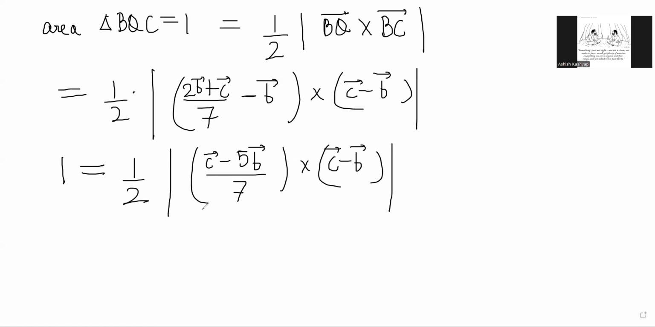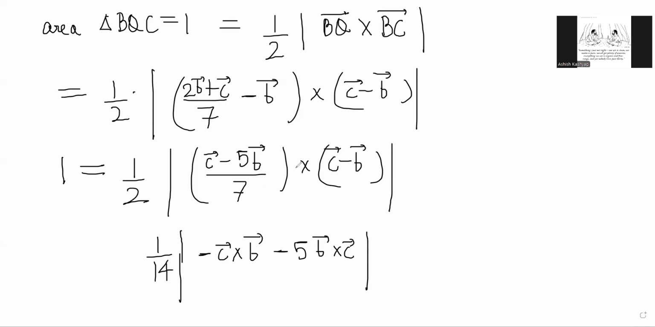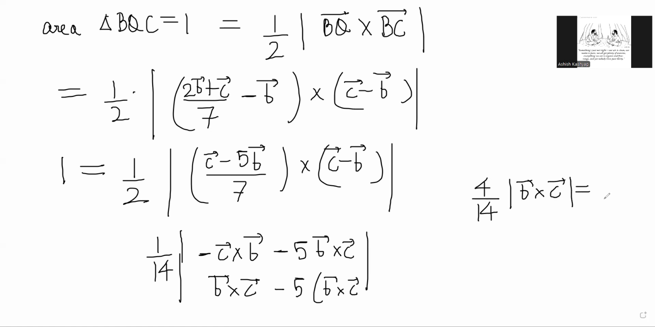So evaluating this cross product, 1 by 7 comes out, 1 by 14 is here, and we have the modulus of c cross c, which is 0, minus c cross b, minus 5b cross c, and that's it, because the other part is 0, right? So this is basically b cross c minus 5 times b cross c. So it is 4 times b cross c. So 4 by 14 mod of b cross c is equal to 1. So mod of b cross c is coming out to be 7 by 2, right?